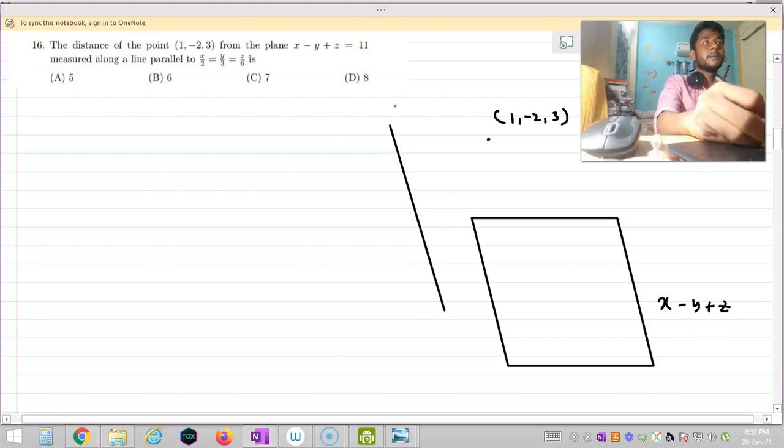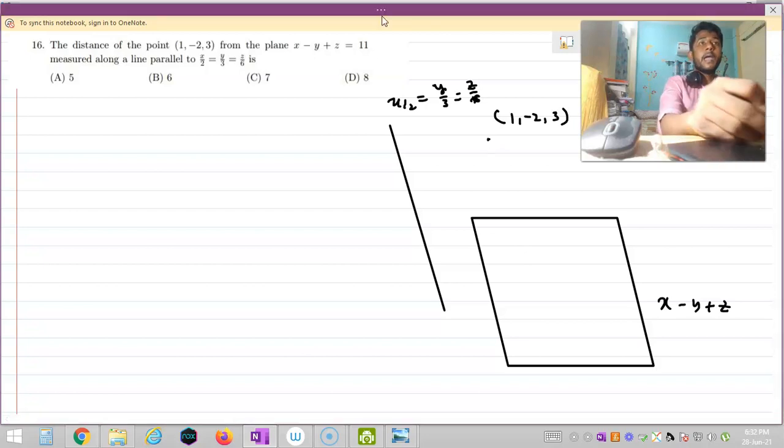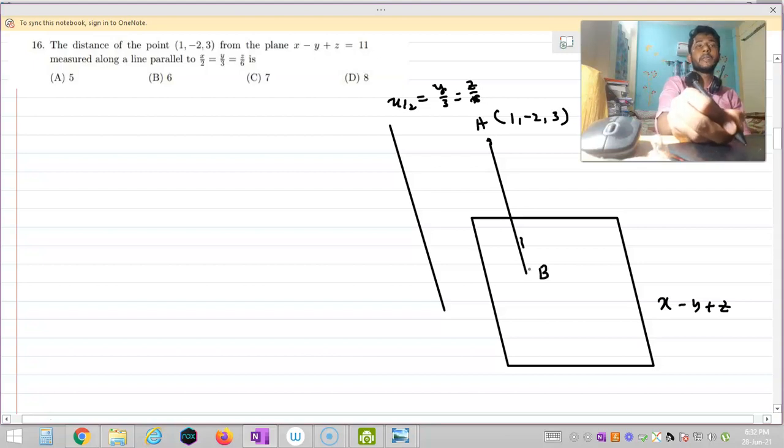Let this be the line x by 2 is equal to y by 3 is equal to z by 6. So we have to find the distance of this plane from this point along the line parallel to this line. We have to find this distance. I am considering this point as A and this point as B. So we have to find the length of AB.